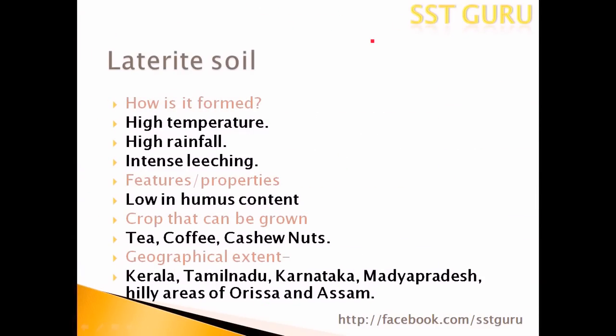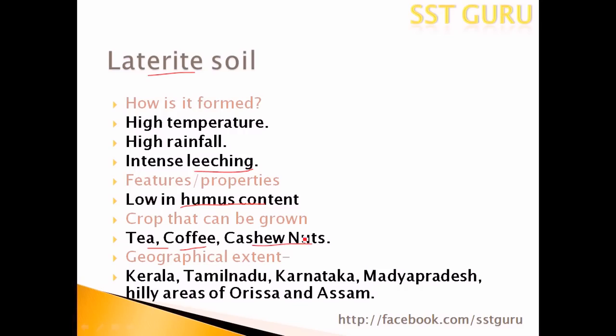Laterite soil: the formation is because of high temperature, high rainfall and intense leaching. Leaching is what I told you before. You see there are three factors here: very high temperature, very high rainfall and high leaching. Everything is high. Okay, then if everything is high, you remember it's going to be laterite soil. The features and properties are not much here. You have intense leaching here, and naturally you won't get that many nutrients in it, so it has very low humus content. Okay, and now the crops which can be grown here are tea, coffee, cashew nuts.